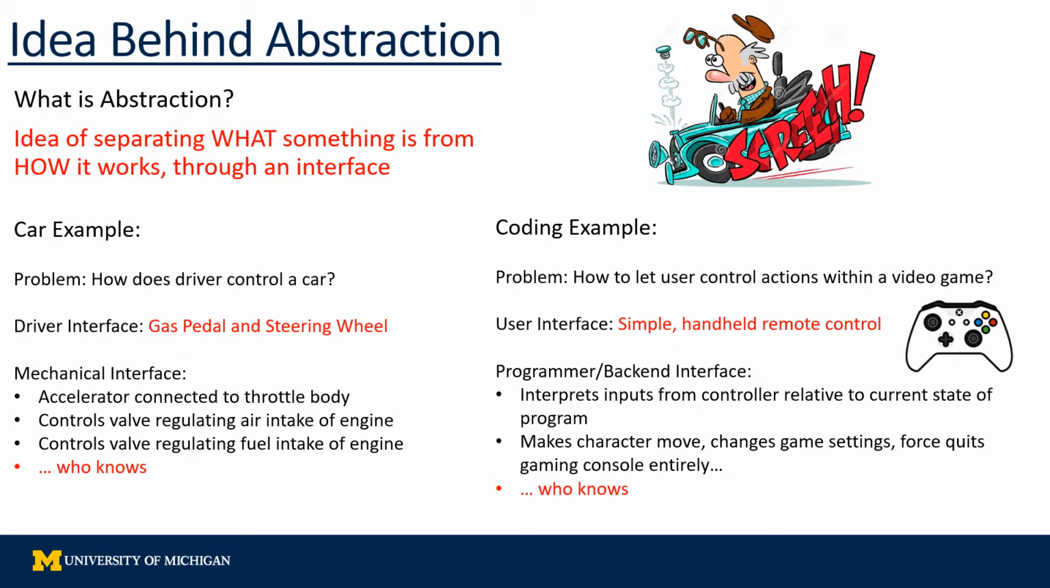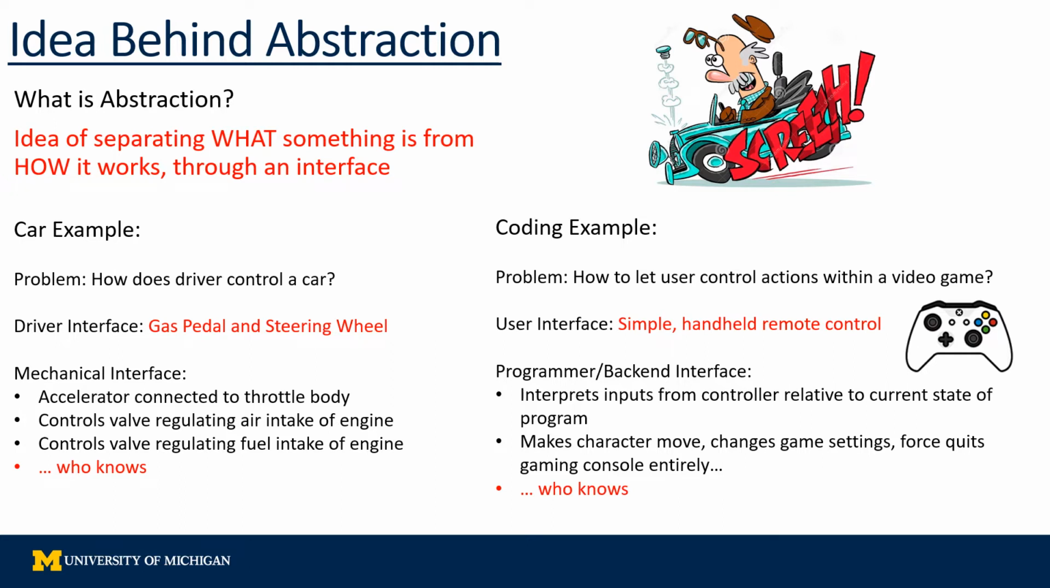So I'm sure that you've heard the term before, but what exactly is this idea of abstraction? All it really is, is separating what something is from how it works through the means of an interface. An easy example to see this in action is when thinking about a car. So how does a driver control a car?